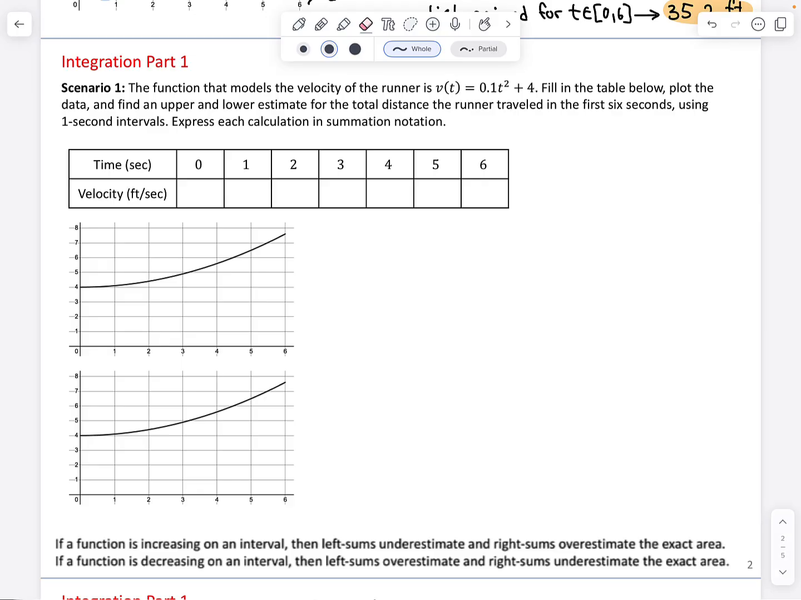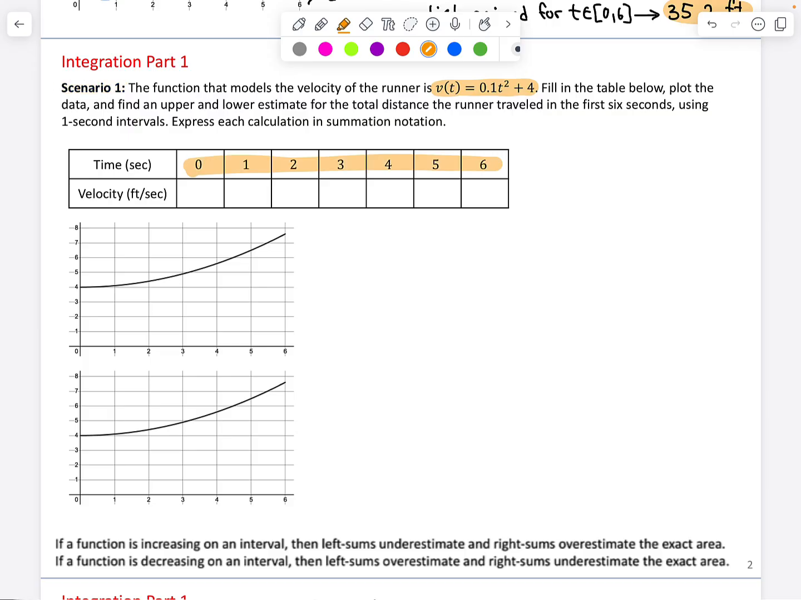So we are still exploring the exact same scenario. Now the function that models the velocity of the runner is v of t equals 0.1 t squared plus 4. Fill in the table below, plot the data, and find an upper and lower estimate for the total distance the runner traveled in the first 6 seconds, but this time using 1 second intervals. Express each calculation in summation notation.